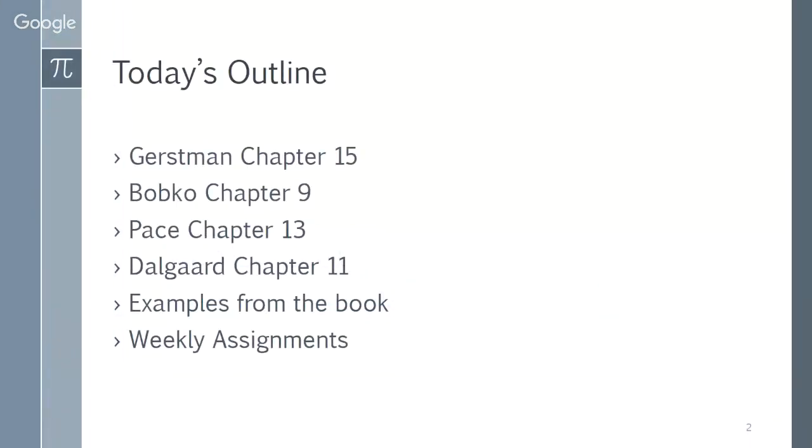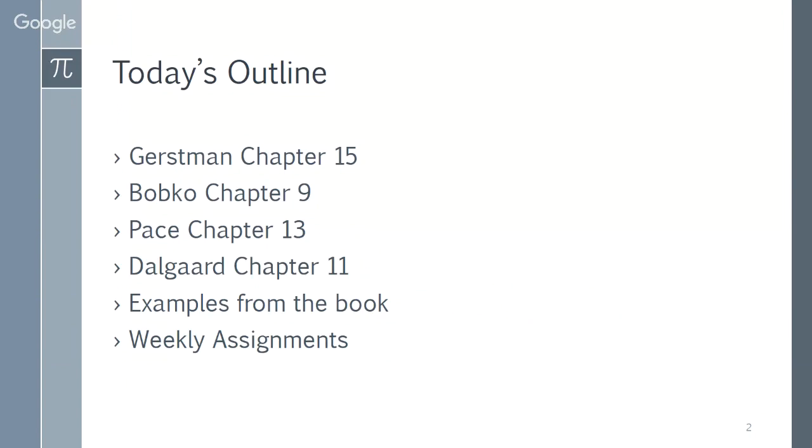Quick outline, the readings for this week. You have the chapter from Gersman, but then you also have some supplementary material. You have the links available to you to download as PDFs. These are all books that are available for free via GWU. You have a chapter from Bobko, a chapter from Pace, a chapter from Dalgard. Dalgard and Pace are really good because they use R and they talk about a lot of the important concepts that we're going to be talking about.